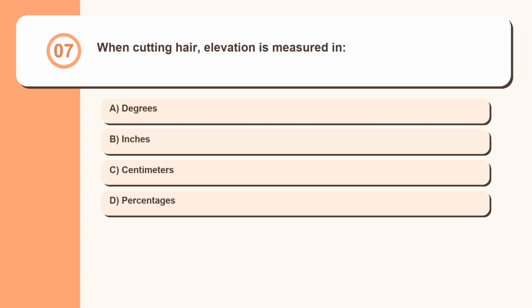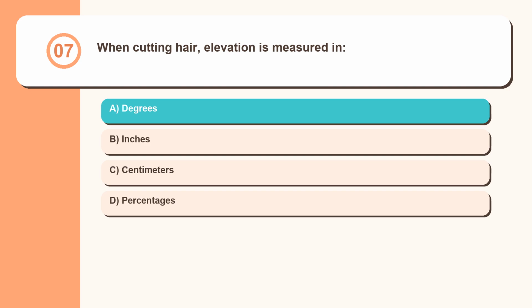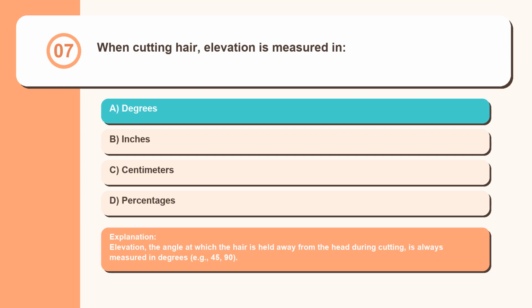Question 7. When cutting hair, elevation is measured in degrees, inches, centimeters, percentages. Elevation, the angle at which the hair is held away from the head during cutting, is always measured in degrees, for example 45, 90.